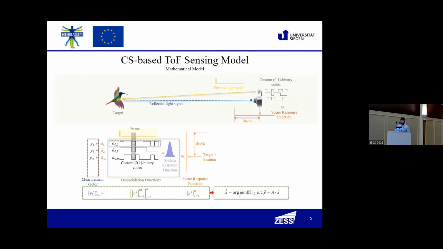Okay, I have a short answer and a long answer. The short answer is that our codes work as well as them, but always. This is the short one. The long one is that it depends on this Gaussian function that we see there. The system response function, or instrument response function, is basically controlled by the width of the optical pulse that we send.